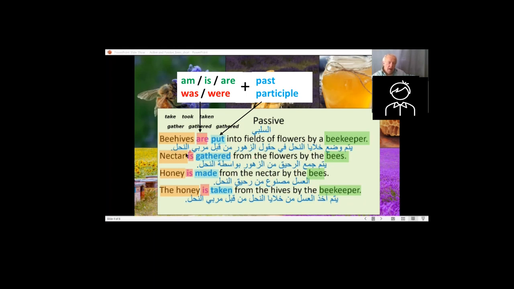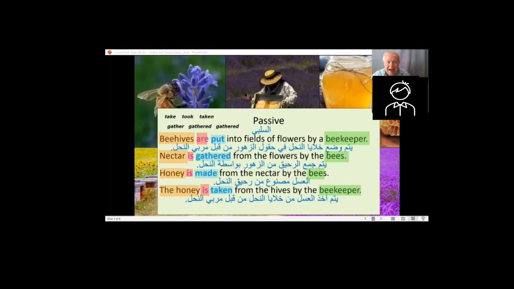Exactly. All right, now the second sentence. Nectar is gathered from the flowers by the bees. Correct. And then honey. Honey is made from the nectar by the bees. Yes. The honey is taken from the hives by the beekeeper. That's right. Hives. Open your mouth like hives. Hives.